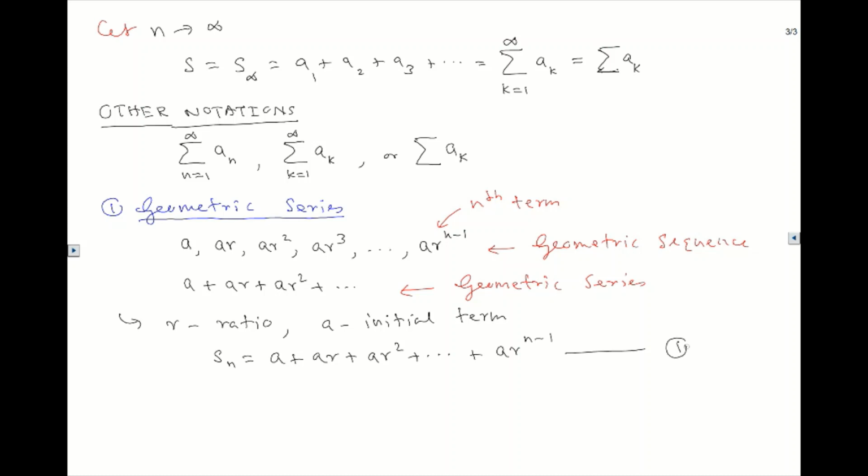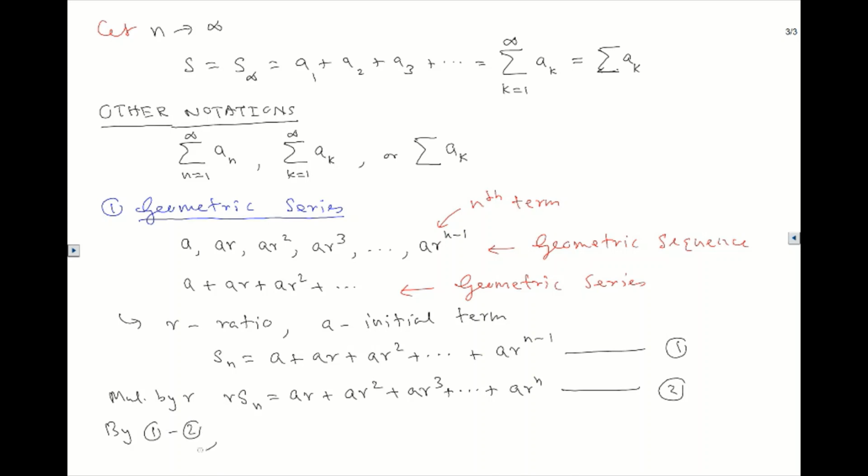Now we can do a simple trick. We're going to multiply this whole equation by r. If you multiply by r, you get r times Sn equals ar plus ar squared plus ar cube, and the last one becomes ar to the n. Now we're going to subtract these two, 1 minus 2.